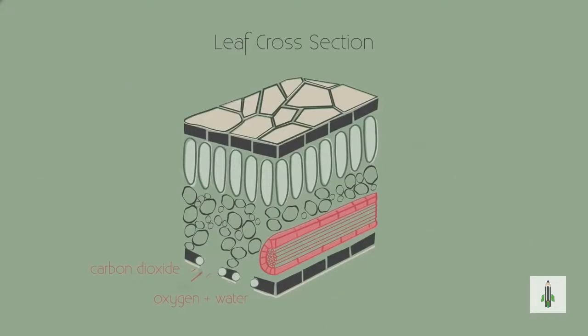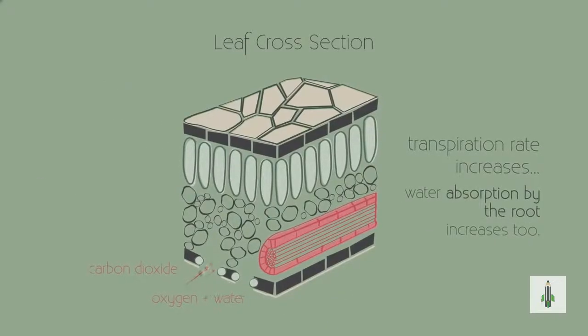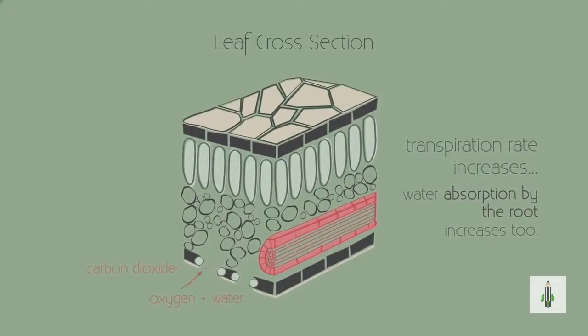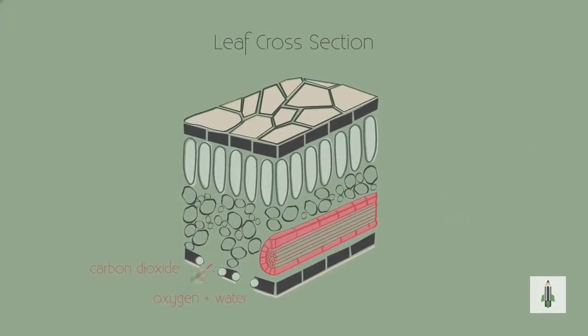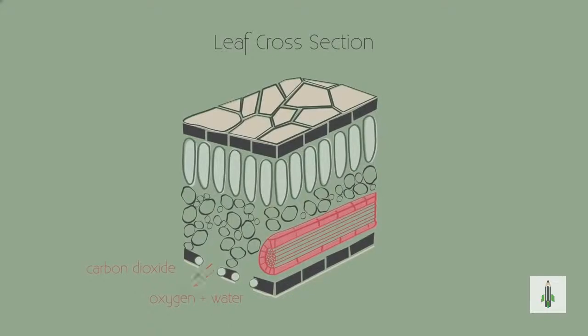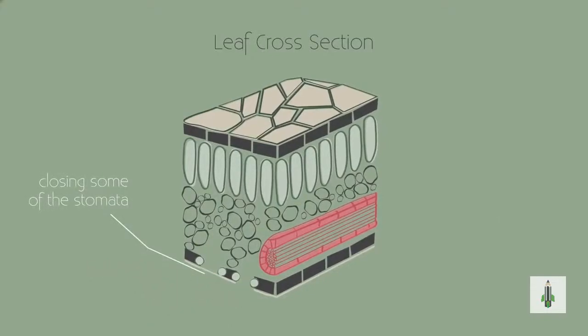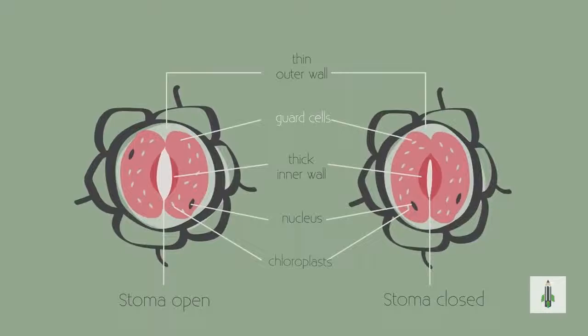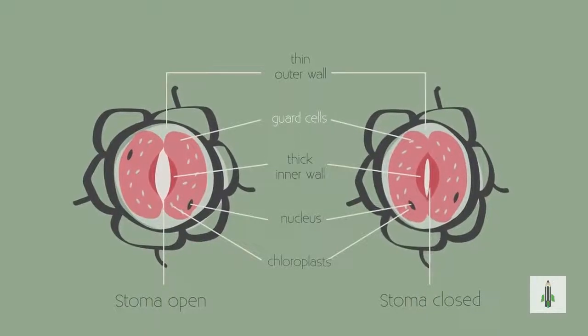If the rate of transpiration increases, then the rate of water absorption by the roots needs to increase too. When water is scarce or if the roots are damaged, the plant needs to reduce its transpiration rate by closing some of its stomata. There are guard cells on either side of the stomata which regulate this.